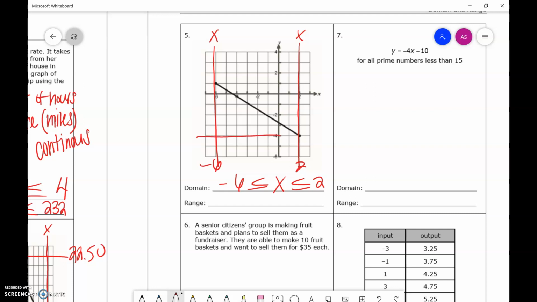For range, bottom to top: -4 and then 1. Remember, you want to start with that lowest number first, and then I have my signs. I still have my closed dots, so I have equal to. So my y values are greater than or equal to -4 and less than 1.